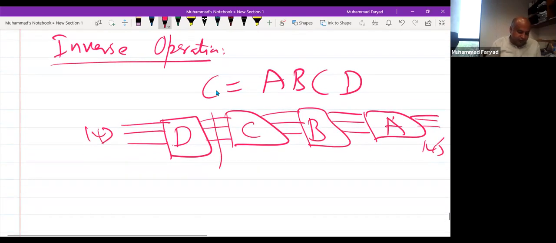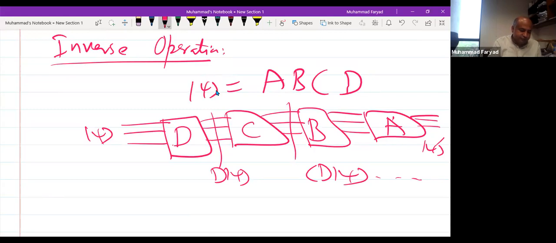At this stage you have D into psi. At this stage you have D into psi into C, and so on. At the output, you have this state. So whatever you perform here, it comes over here and so on. Now suppose you want to get psi back from psi prime.